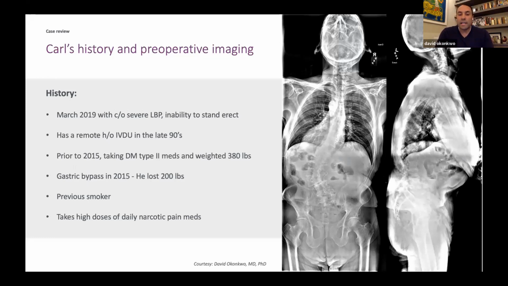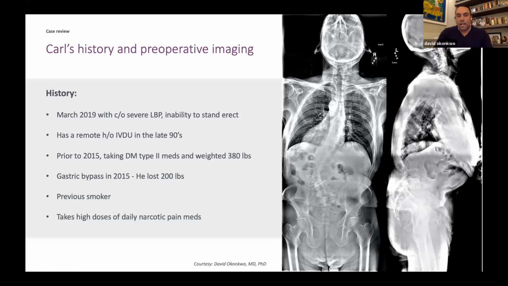At the time, he was a smoker, and in fact, smoking was one of the ways that he maintained his sobriety from IV drugs. But again, I had met him back in 2017 and talked through lots of things with him. At that point, he hadn't achieved the full 200 pounds of weight loss from gastric bypass, and he's on very high doses of narcotic pain medications.